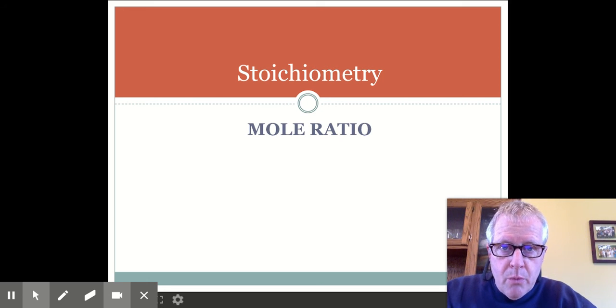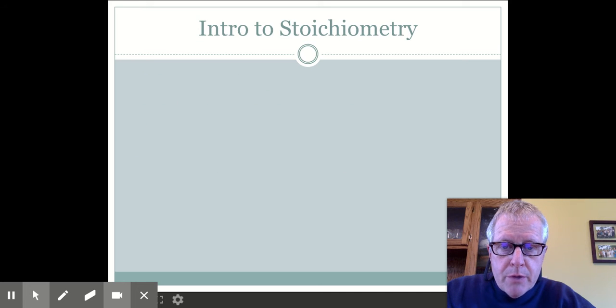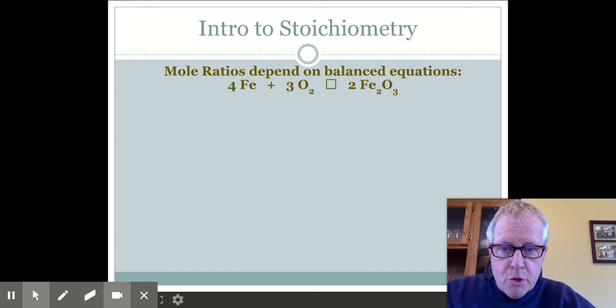Okay, so let's look at mole ratio. We've already been working with this, so you should be familiar with it. It's really about creating a conversion factor. So like if we look at this balanced equation where we have iron and oxygen and we have iron oxide being produced, and this is a synthesis reaction, then what would the mole ratios be?